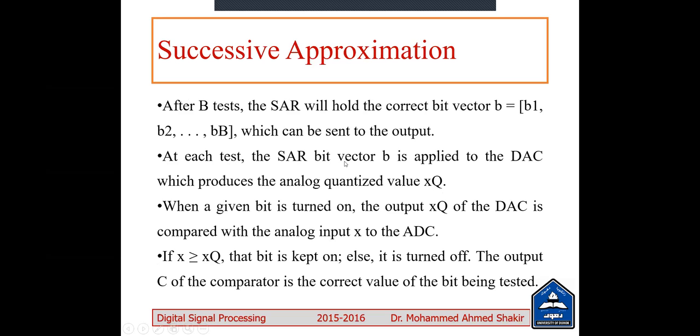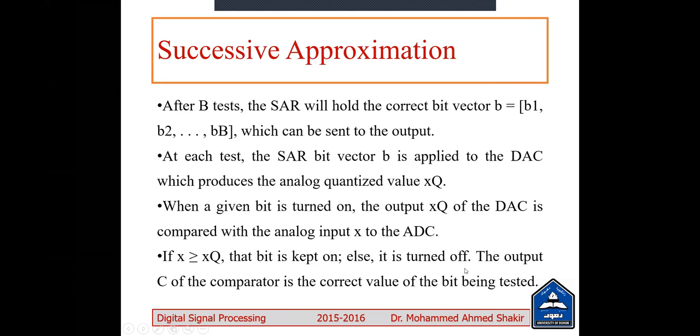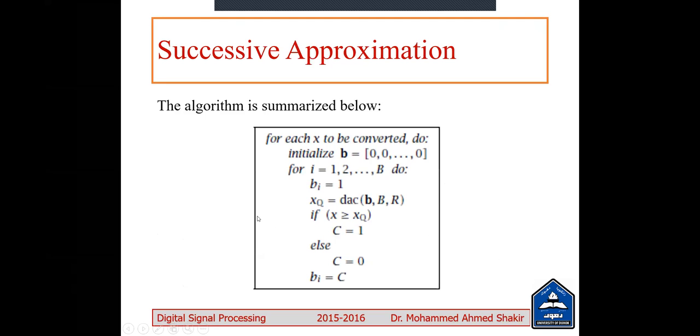At each test, the SAR bit vector is applied to the D2A converter, which produces the analog quantized XQ. Now, when a given bit is turned on, the output XQ of the D2A converter is compared with the analog input X to the ADC. This is the condition of the comparator: if X is greater than or equal to XQ, that bit is kept on, else it's turned off. The output C of the comparator is the correct value of the bit being tested.